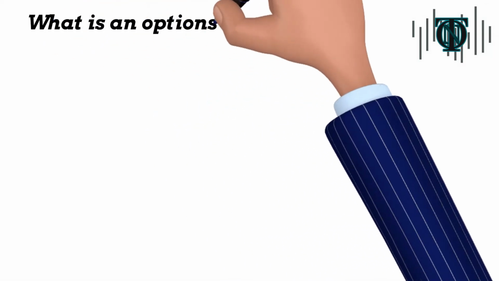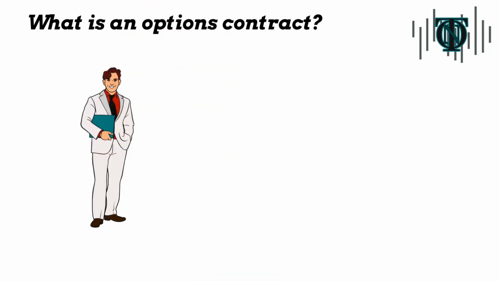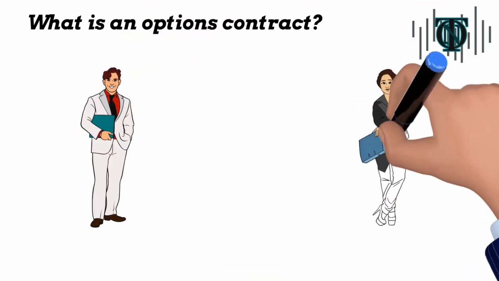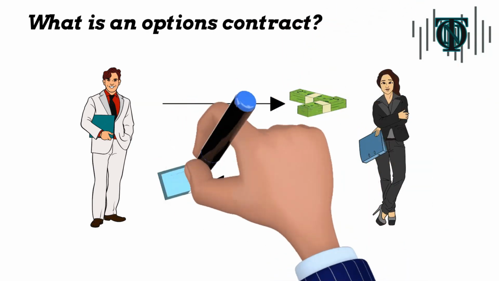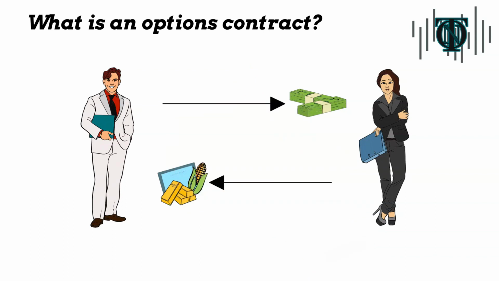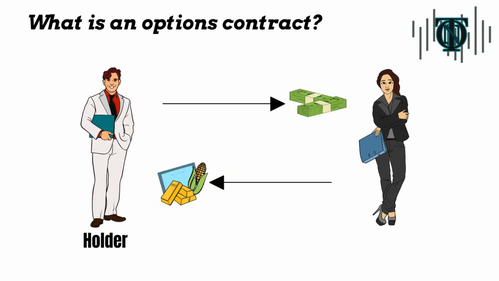So what is an options contract? The definition of an options contract is an agreement between two people in which one individual pays something called a premium for the right to buy or sell stocks, commodities, or really any asset at a predetermined price, often by a predetermined date or expiration date. The individual paying for the contract is called the holder, while the seller of the contract is called the writer.